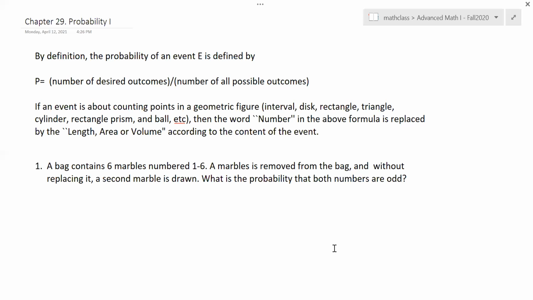Now here, an event is about counting points in geometric figures. In that case, the number usually means the area, the length, or the volume. We will deal with this kind of problem later.